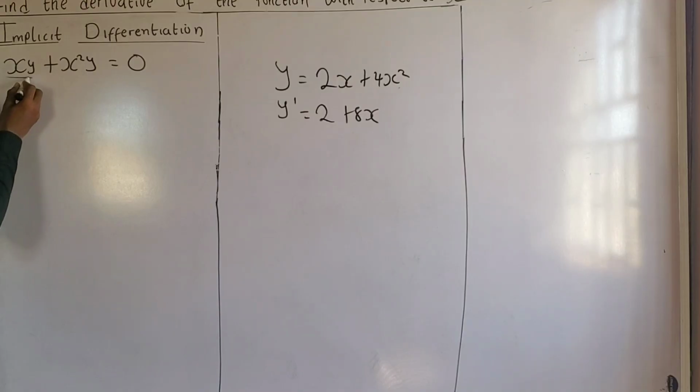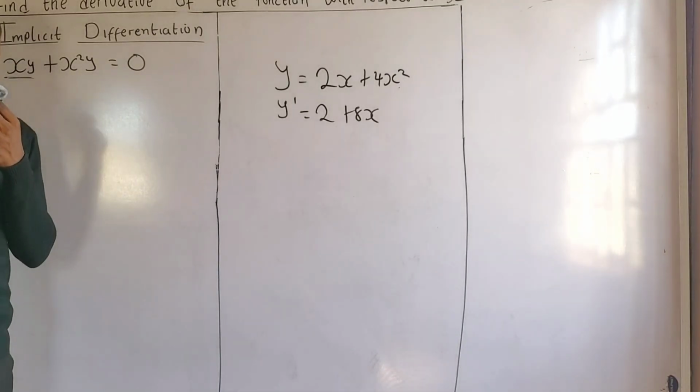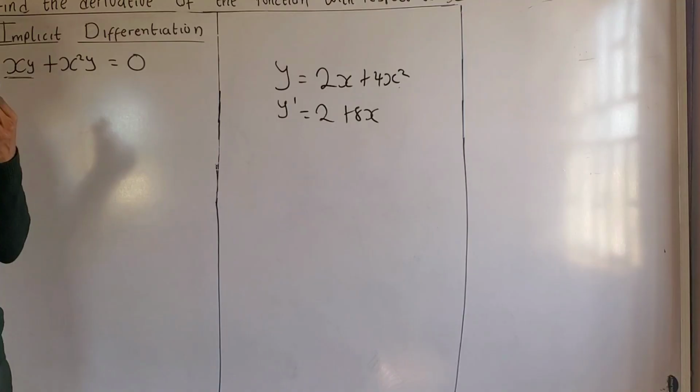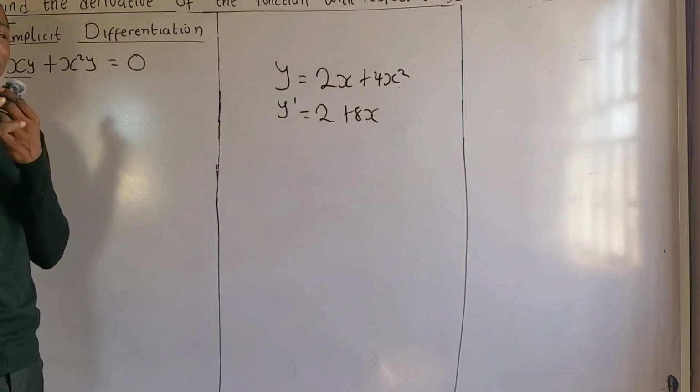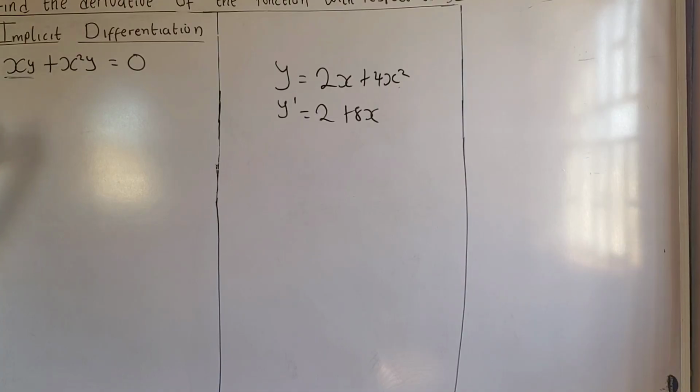Okay, so now let's start. This function, let's start with this. We have xy. xy simply means x multiplied by y. And I told you in our previous class that anytime you want to differentiate a function that has a product, you're going to engage the product rule. You understand? So let us use the product rule to differentiate xy.